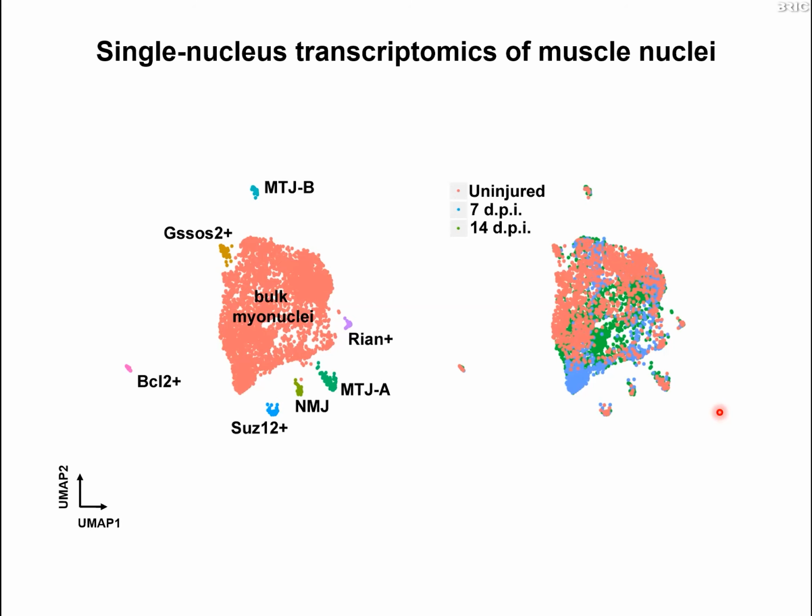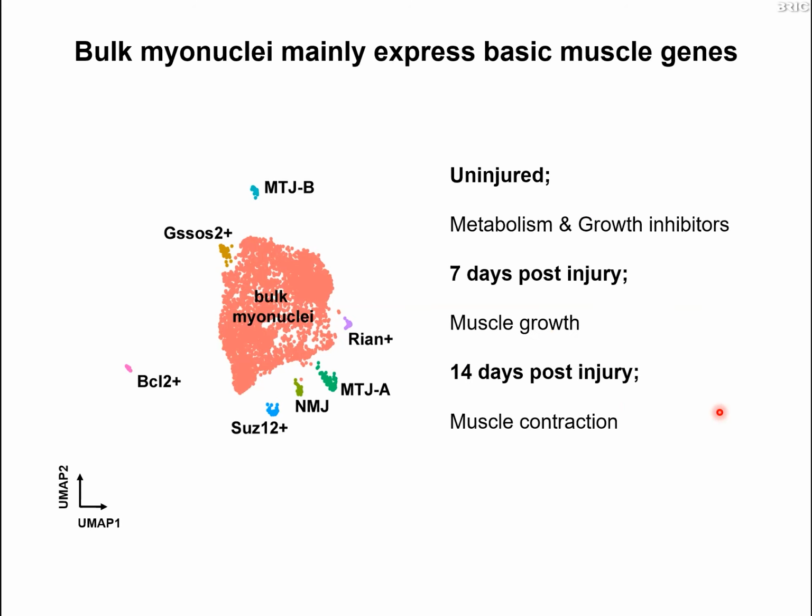So as you can see here, the majority of the nuclei were clustered in the center of the UMAP plot, which we named as Burke myonuclei. And as you can expect, the genes that are specifically expressed in this Burke myonuclei were mainly involved in the basic functions of the muscle cells. And the exact list of the genes actually differ depending on which time point within Burke myonuclei you are looking at. So if we mainly focus on the uninjured muscle, these genes are mainly involved in controlling metabolic pathways, or those actually are known to inhibit muscle growth.